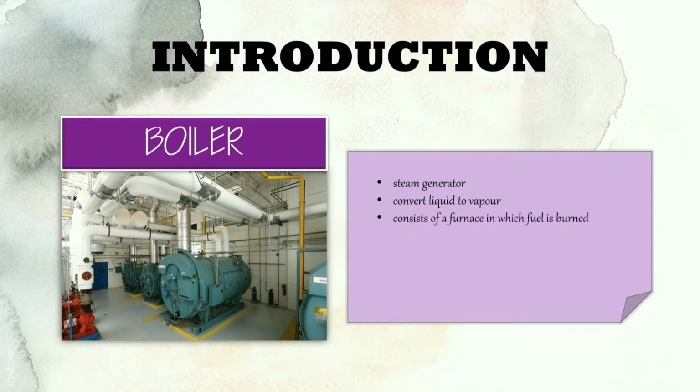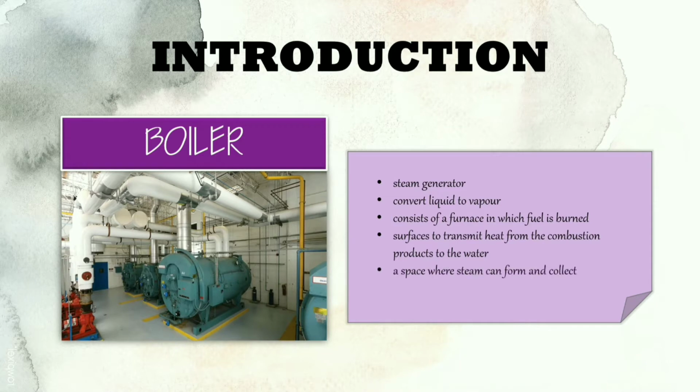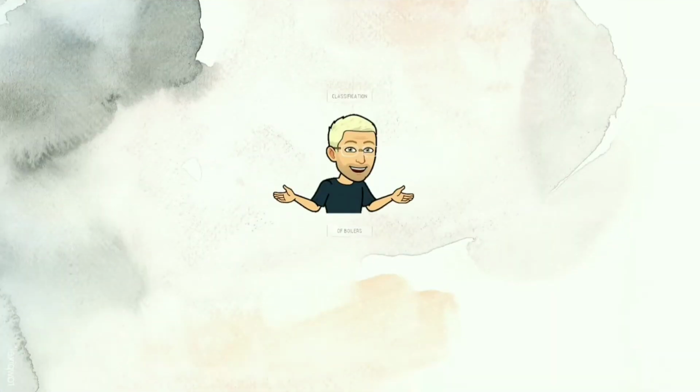In a conventional steam power plant, a boiler consists of a furnace in which fuel is burned, a surface to transmit heat from the combustion product to the water, and a space where steam can form and collect. A conventional boiler has a furnace that burns a fossil fuel, or in some installations, other fuel.